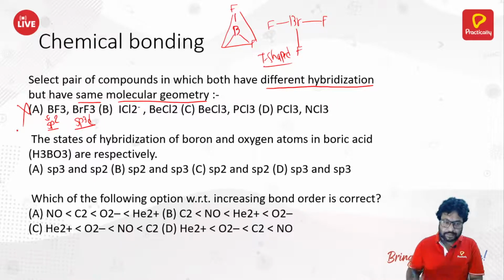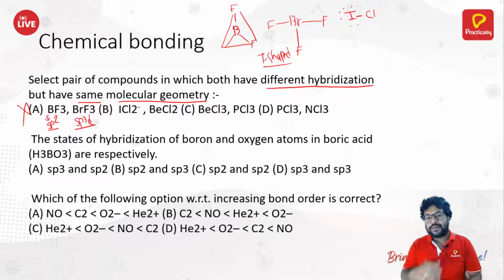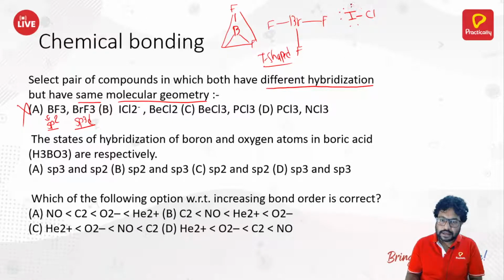Next is ICl2 1 minus. What is the hybridization of it? If you write the ICl, you will have 1 bonding pair and 3 lone pairs, right? Because each halogen has 7 electrons. Out of 7, it has used 1 for bonding with chlorine. The rest, 6 electrons, will remain as lone pairs. So you have 3 lone pairs plus 1 bond pair. So n is equal to 4 and hybridization is sp3. That is with ICl.